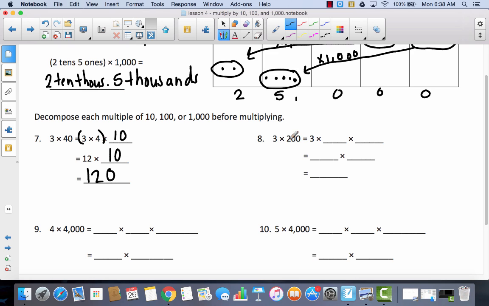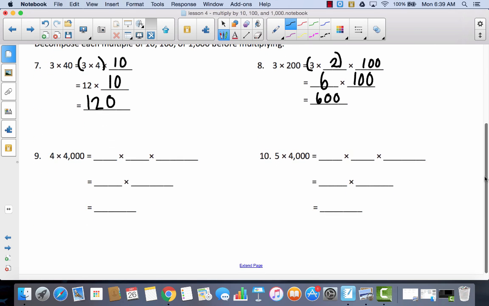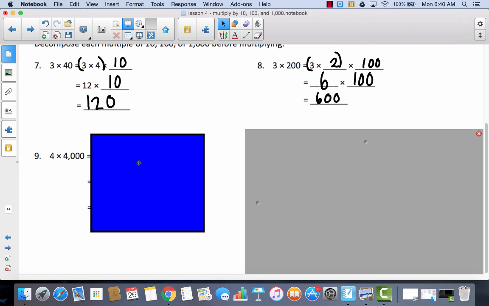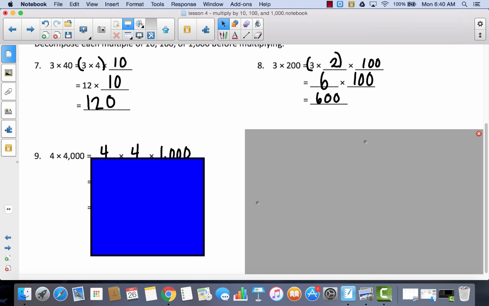Let's do one more together. So I've got 3 times 200. Well, 200 is the same thing as 2 times 100. So I'm going to go ahead and multiply the 3 times 2 together, and that gives me 6 times 100. And 6 times 100 is equal to 600. Okay? I'd like for you to try to do 9 and 10 all by yourself. I'm going to go ahead and do them too, and let's come back together and see if we get the same answer.